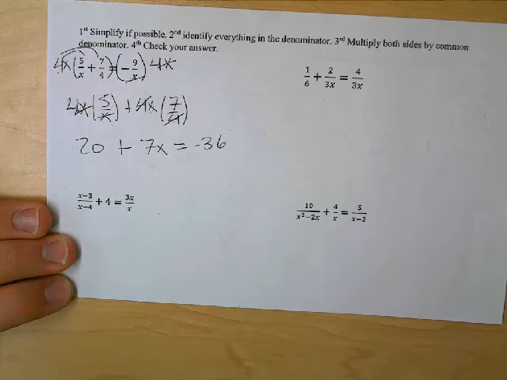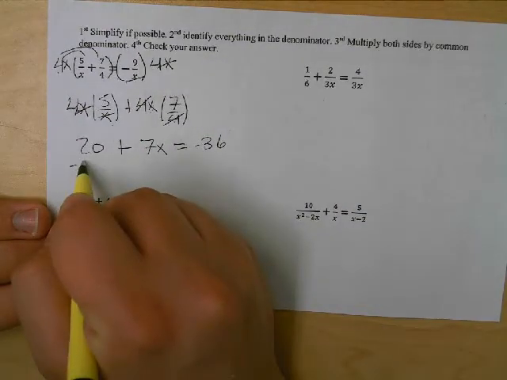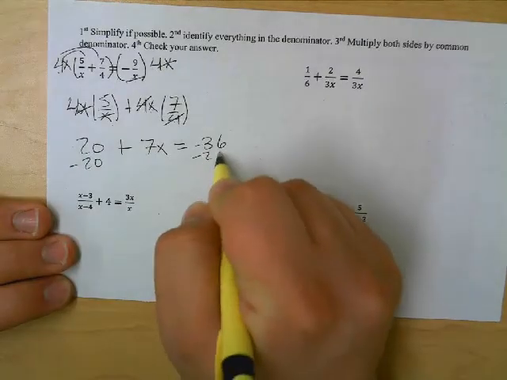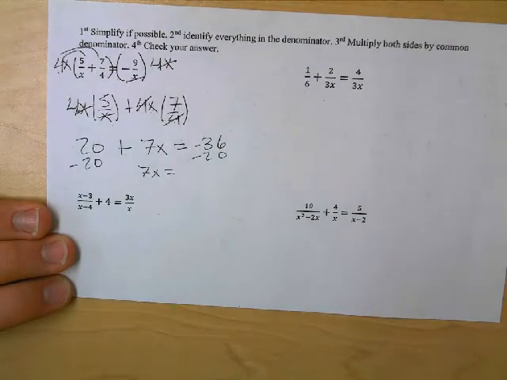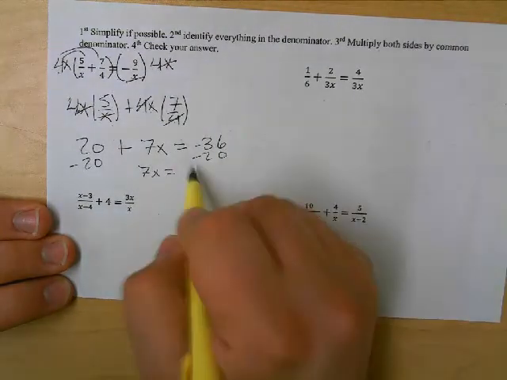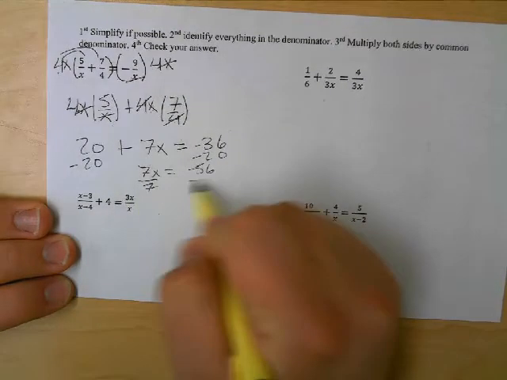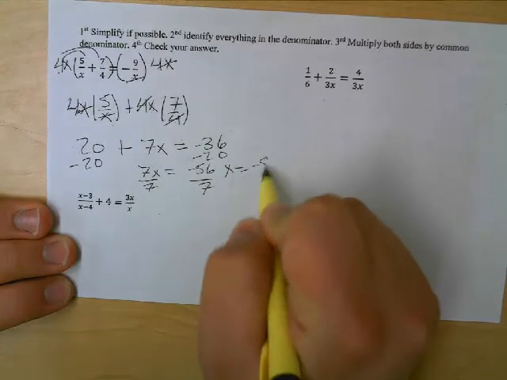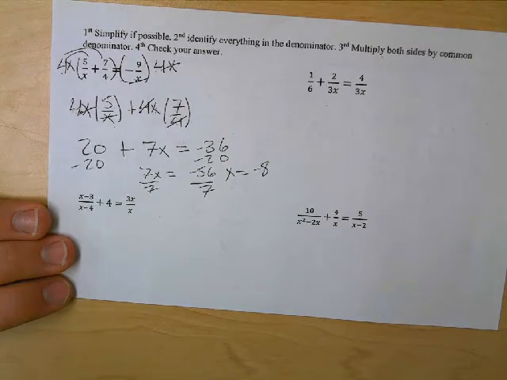Now I solve for x, right? So you have to subtract 20 from the left. What's negative 36 minus 20? Negative 56. Now what's my next step for getting x by itself? x equals negative 8. We should check it, but I want to move on to the next problem. We're going to go through the next one just like that.